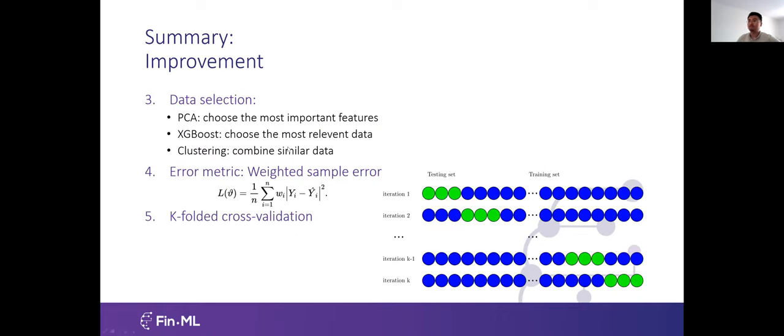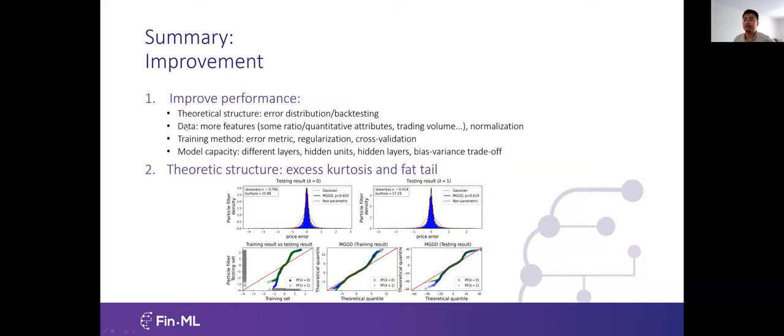Secondly, we can look into our data, because in the training, we only select four features, which is a very small feature size for this bond data. And actually, we can choose more features, which include some ratio and quantitative attributes, the trading volumes, and some other things like durations and other information from the secondary market. And for the data, we will talk a little bit later.